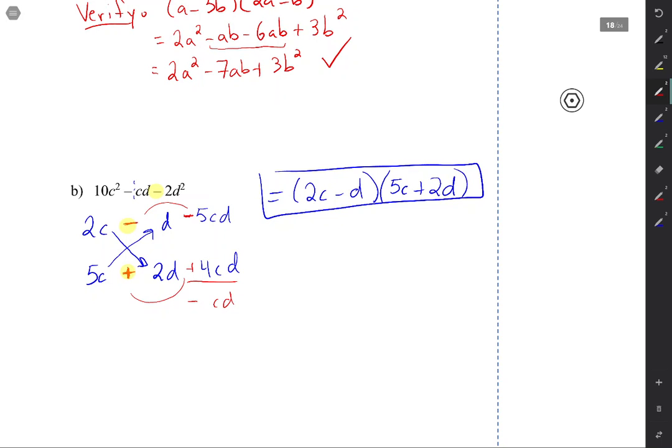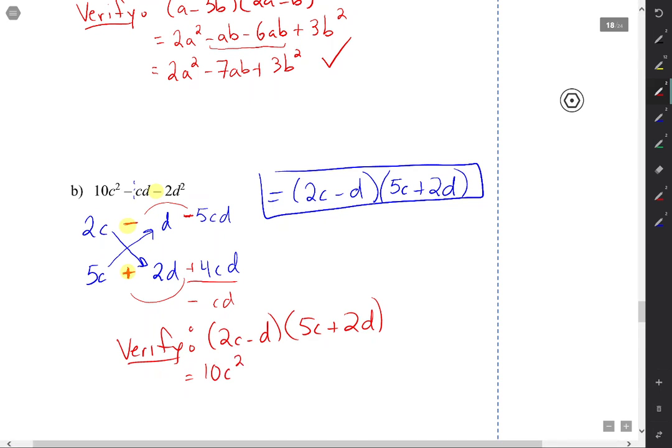And now I'm going to check this by foiling it. So 2c times 5c, that would be 10c squared. Then the outside we have 2c times 2d, that would be plus 4cd. The inside would be negative d times 5c, that would be negative 5cd. And finally, negative d times 2d, that would be negative 2d squared. And let's combine these like terms. So we have 4cd minus 5cd, that leaves us with negative 1cd. And then that negative 2d squared on the end. So yes, it matches our original expression, so our factors are correct.